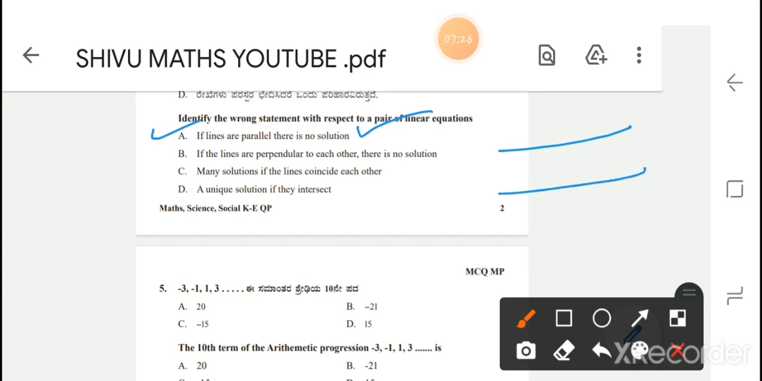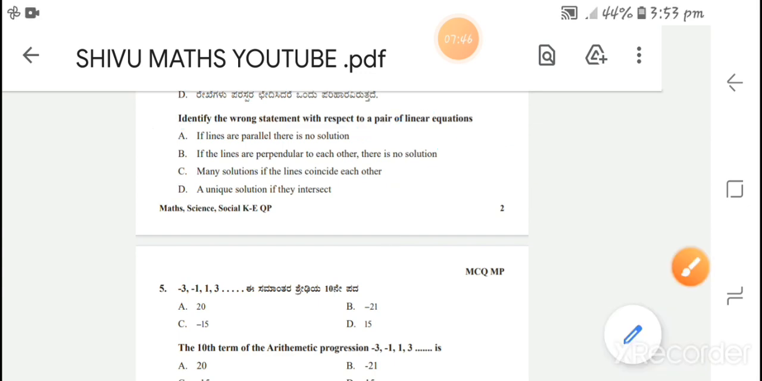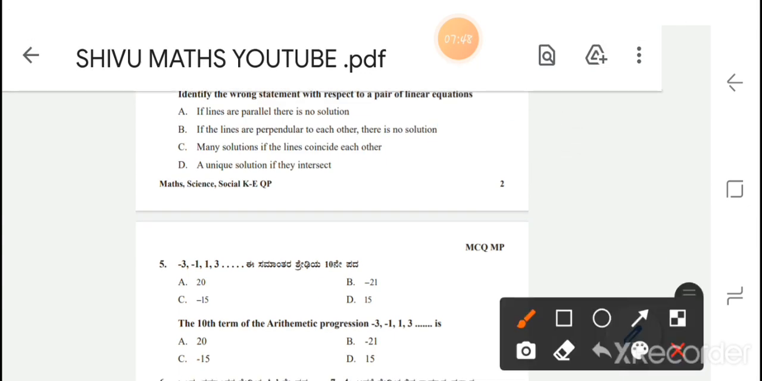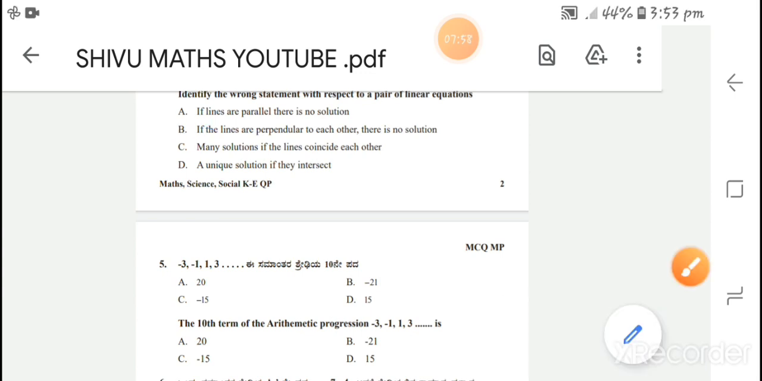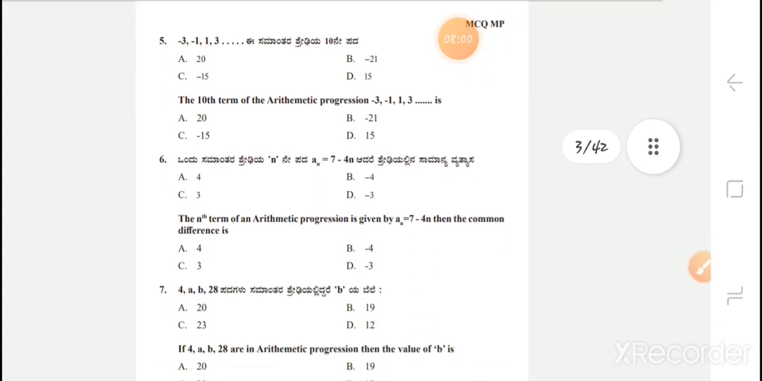Okay. Option B given if the lines are perpendicular to each other there is no solution. That is a wrong statement. So that's why you don't check option C and option D. You select that option B is the right answer for the given fourth question because they are given identify the wrong statement. So option B is the wrong statement. You need to take B is the right answer. Okay, got it?